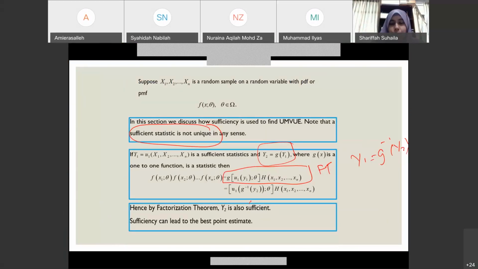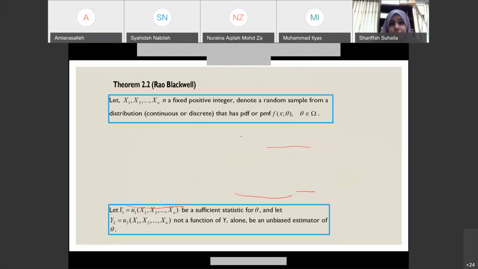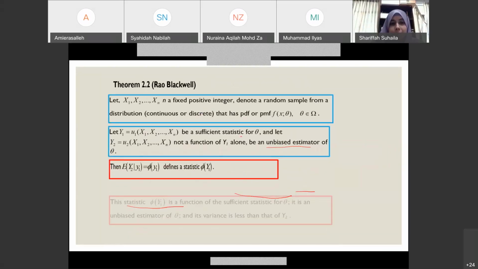So we split into two parts. The first part depends on theta, the other part does not depend on theta. So there we apply the factorization theorem. So when we mention Rao-Blackwell, okay.